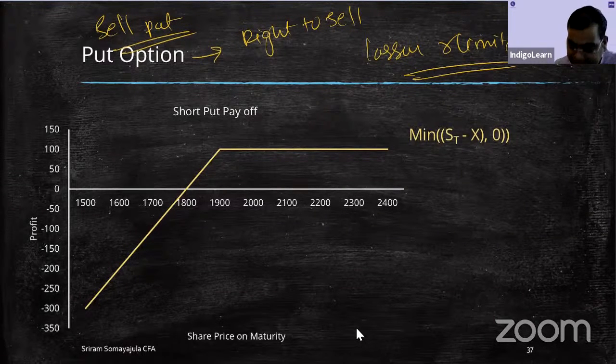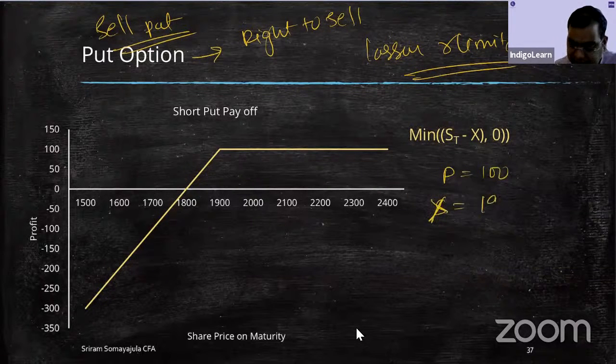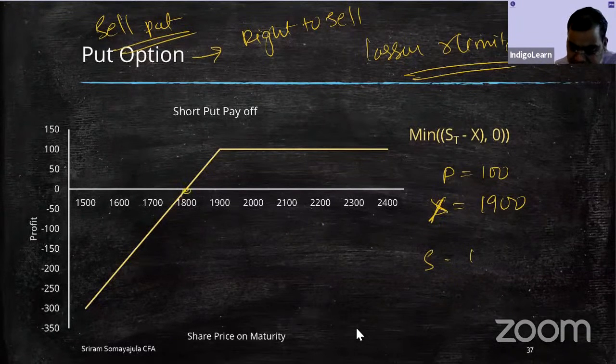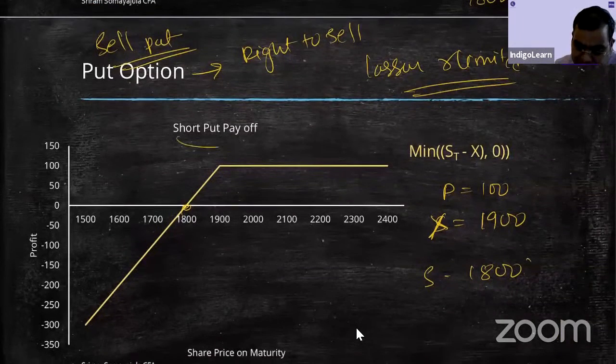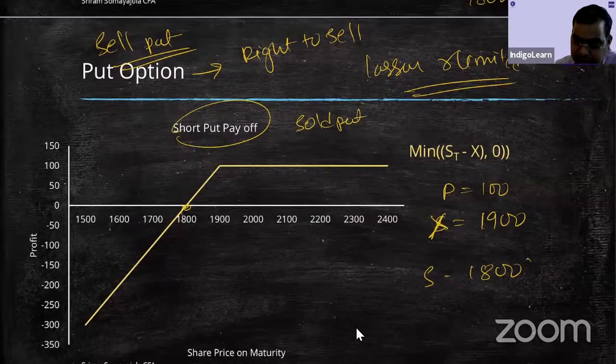So let us say, the same logic as earlier. Premium is equal to 100. Exercise price is, let us say, 1900. Spot comes down to, let's say, 1800 rupees. Then the person to whom you have sold this contract, there is a buyer of this contract. So you sold a put, there is a buyer of the put.